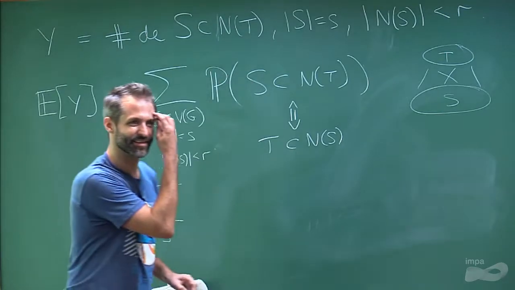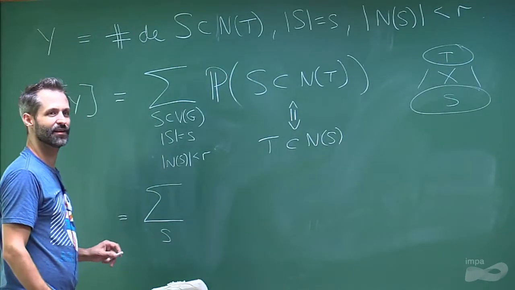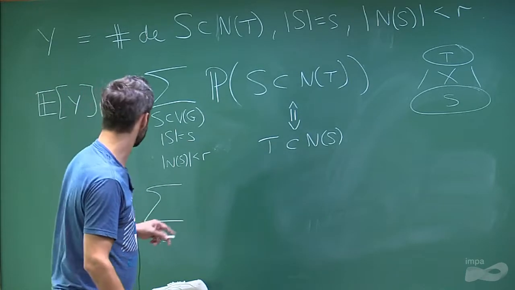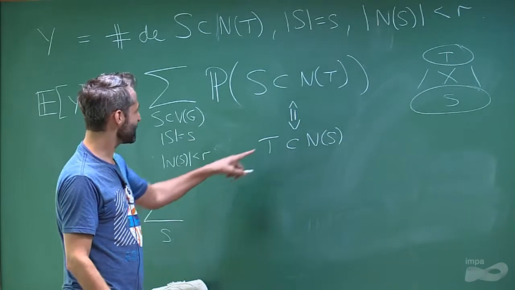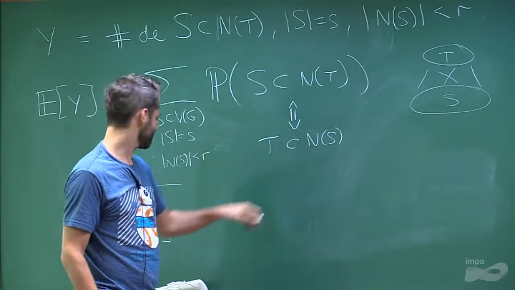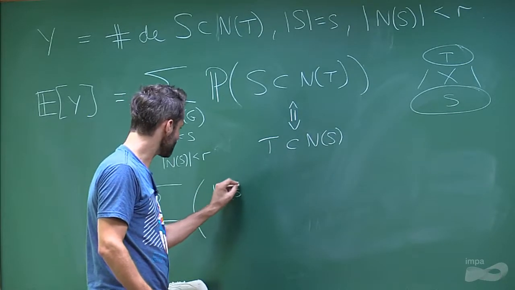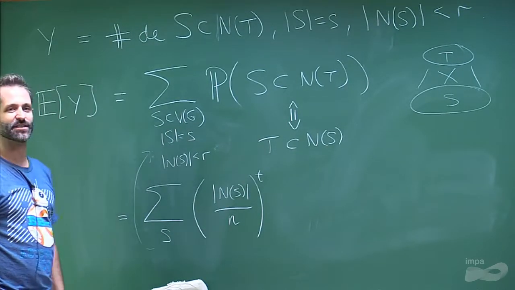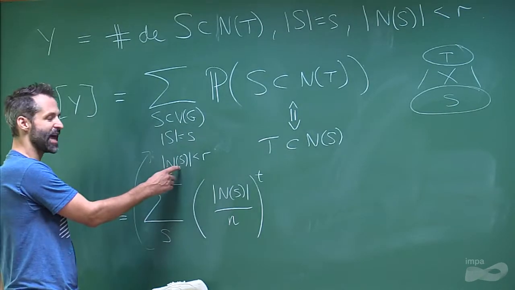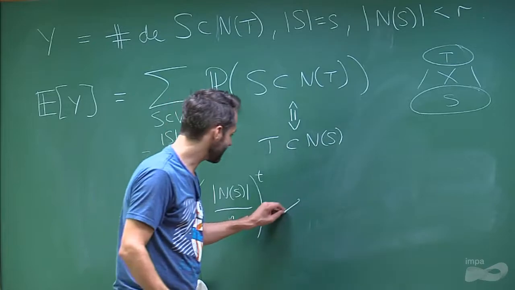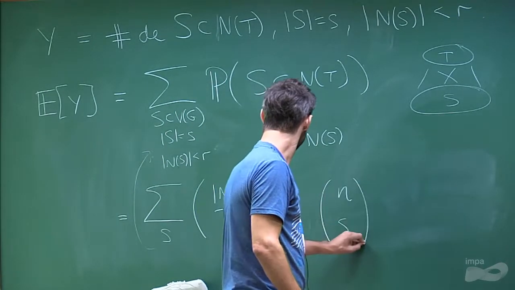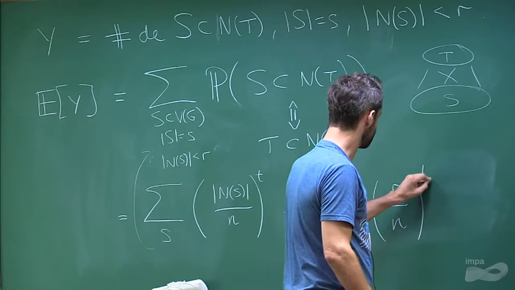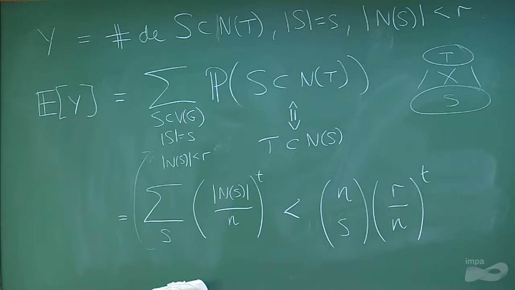Right. Very good. So this is doing two steps. The first step is each of these guys has to be contained in N(S). So it's exactly the size of N(S) over n, to the power t, summing over S with these properties. But one of the properties is that N(S) is at most r. So this in particular is less than n choose s times r over n to the t. It's okay? Okay, so we're almost done.